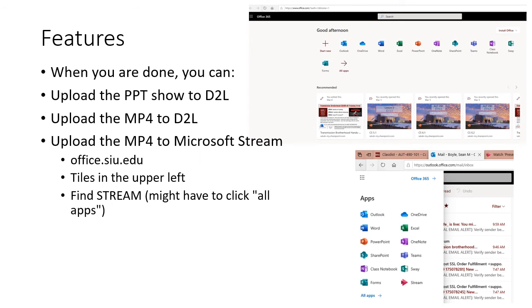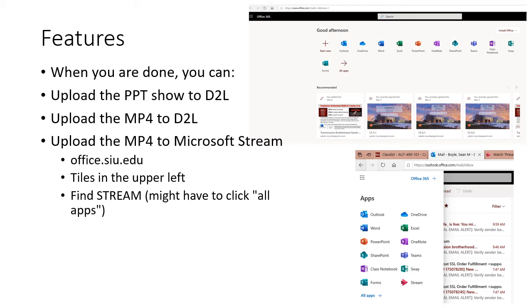When you're done, you have a few options. If you saved it as a PowerPoint show, you can upload it to D2L or put it on your cloud service and share links to it, basically letting people download that file and view your lecture. Another option is to save it as an MP4 and upload it to D2L. Now D2L won't be able to stream it, so they'll have to download the MP4 file and then play it. So if you're going to do that, you might as well do the PowerPoint show. Or you can upload the MP4 to Microsoft Stream or YouTube or any other video streaming service.